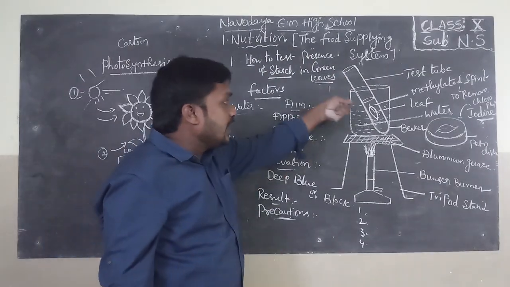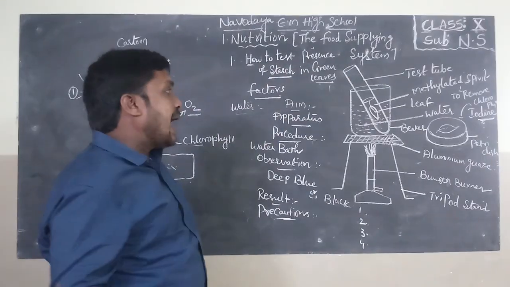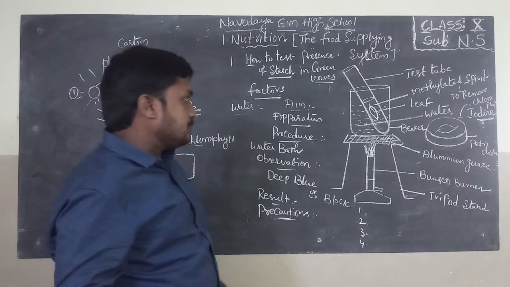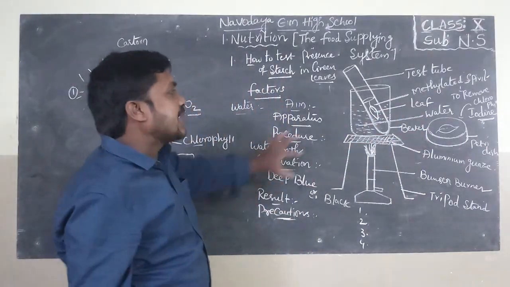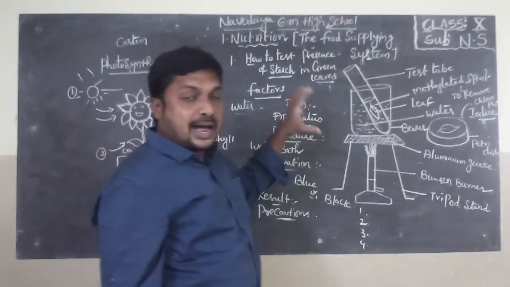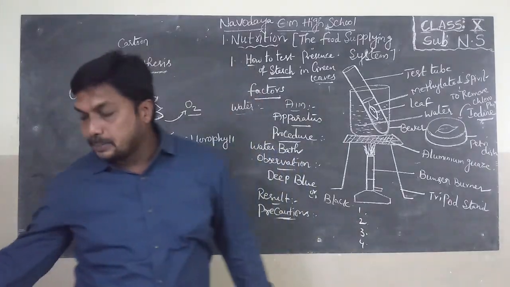Observation: after taking out the leaf from the test tube, keep it in a petri dish with the help of forceps. Add few drops of iodine solution. The leaf turns into deep blue or black. Result: based on this activity, I concluded that starch is present in green leaves. Precaution: boil the test tube under water bath only.